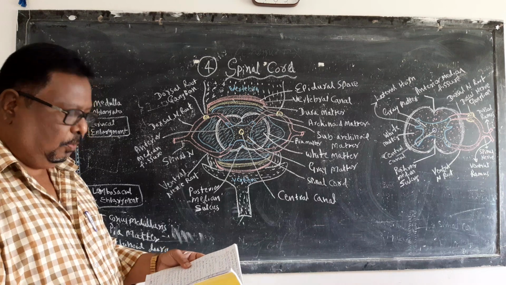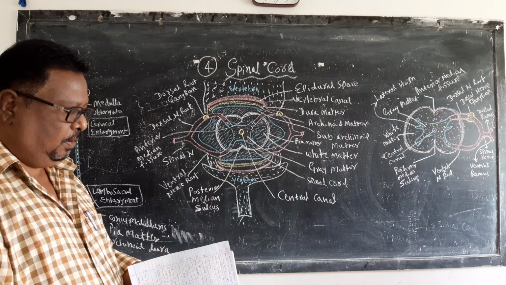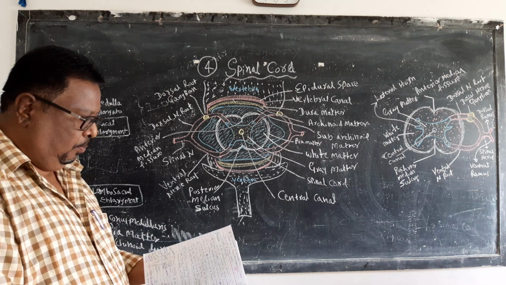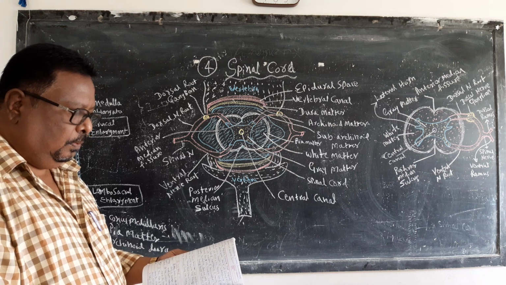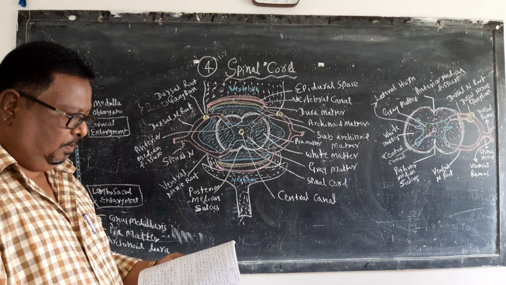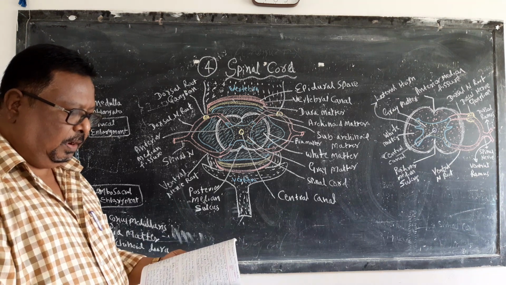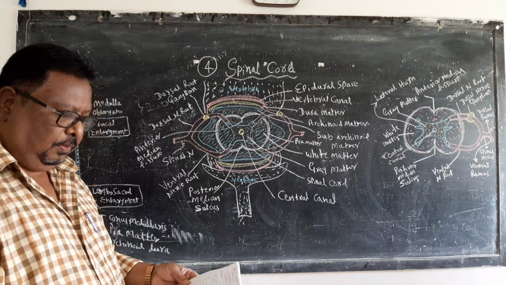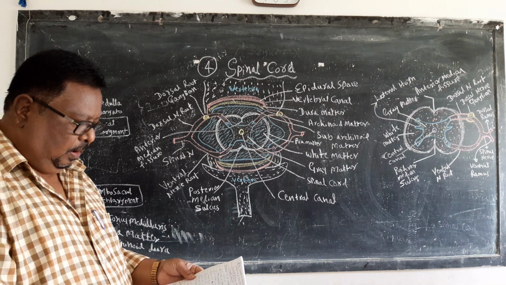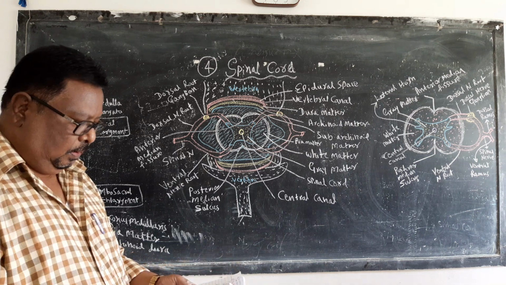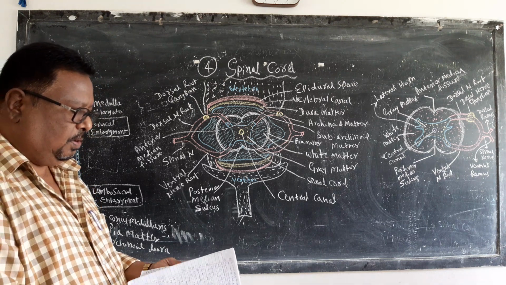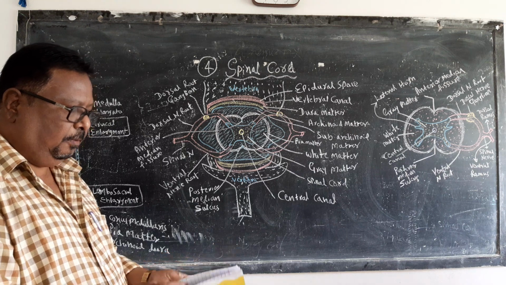Today we are going to learn about the spinal cord. Yesterday we learned about the midbrain, then pons varolii. The hindbrain consists of the cerebellum, pons varolii, medulla oblongata, and spinal cord. The fourth one is the spinal cord, which comes under the hindbrain.